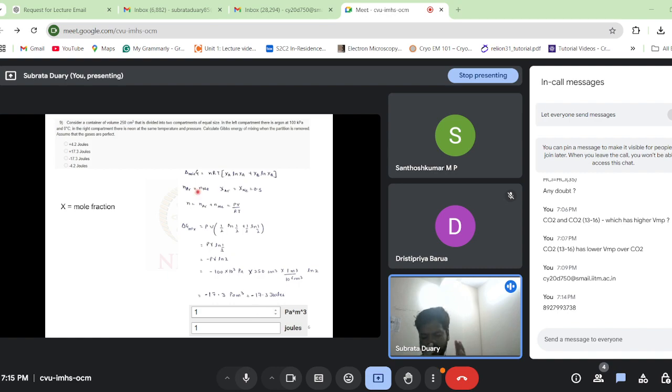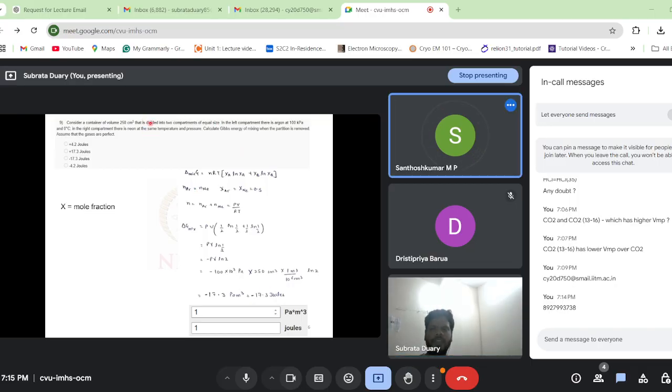Gases will always mix with each other, because they like to mix. How will you see this in terms of physical chemistry? You can see that by calculating the Gibbs free energy as well as the enthalpy of mixing. So delta G mix equals nRT times (xA ln xA plus xB ln xB). Here xA and xB are the mole fractions.